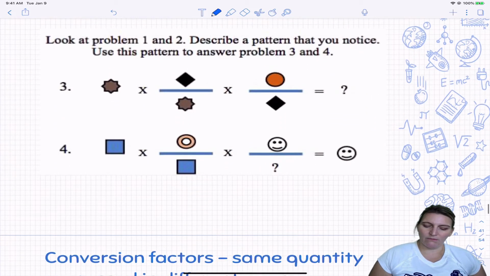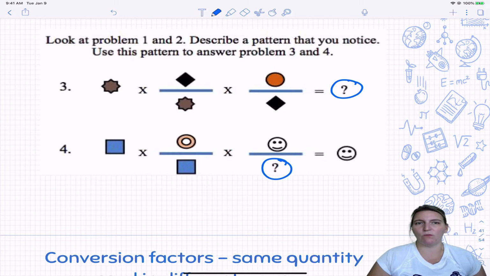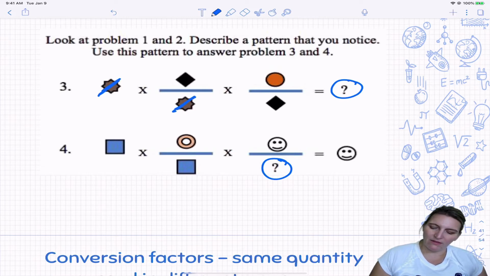Questions 3 and 4 are the same, except they're asking you now to solve for the question mark. So hit pause, answer what you think the question marks would be, and then restart to check your work. Okay, so in number 3, this symbol and that symbol cancel. The black diamonds cancel, and so what do you have left? You have an orange circle, because it's the only thing that's still in the numerator.